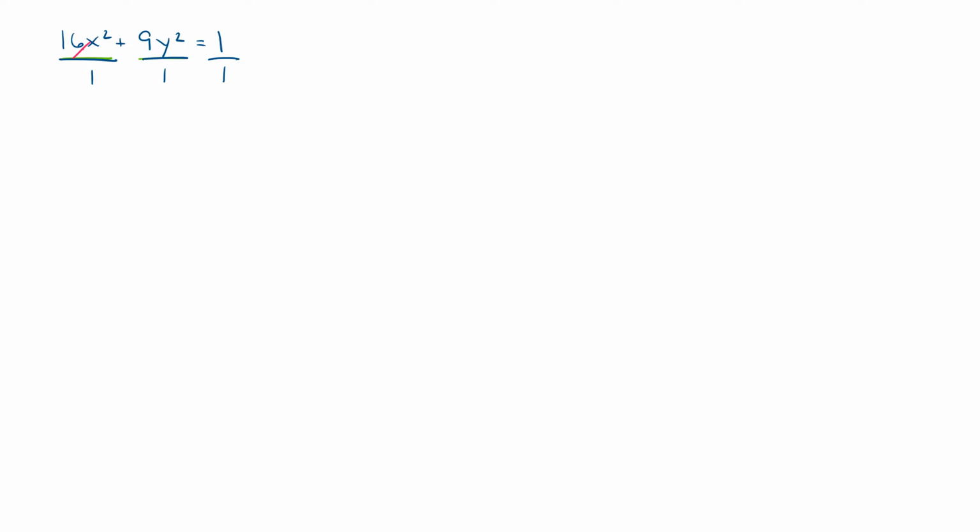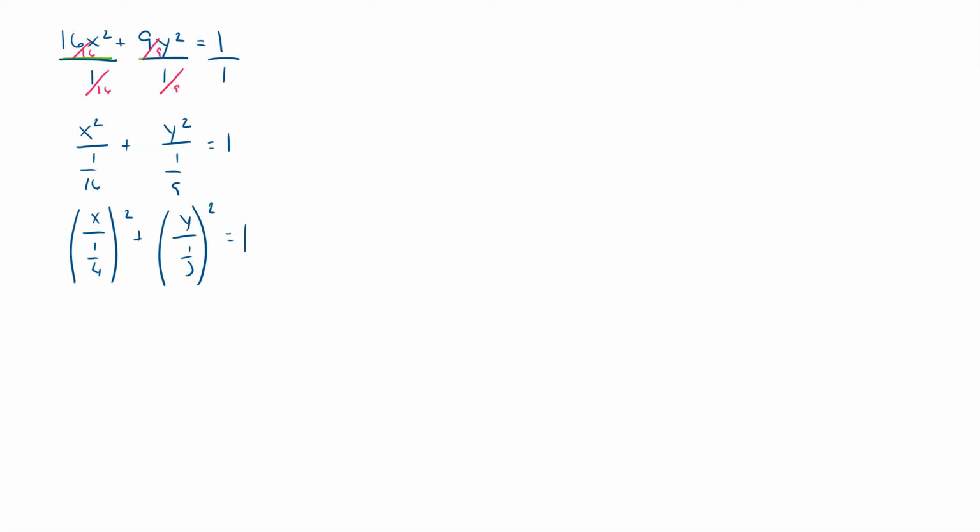And now again, what we do to the top, we have to do to the bottom. And so we have x squared over 1/16 plus y squared over 1/9 equals 1, dropping parentheses all the way down. That gives us a center of 0, 0, a horizontal displacement of 1/4, and a vertical displacement of 1/3.